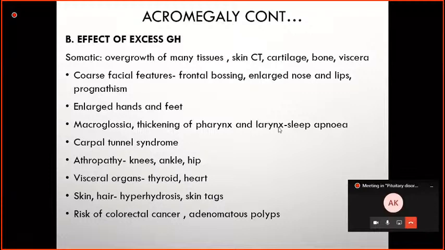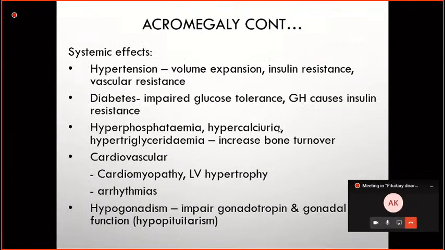They can have joint pains. The patient can have increase in size of the organs, for example the thyroid as well as the heart. The patient can have hyperthyroidism. They can have heart failure, hyperhidrosis. Acromegaly has also been associated with polyps, colorectal polyps. These are all because of the effect of growth hormone, as well as the metabolic effects.